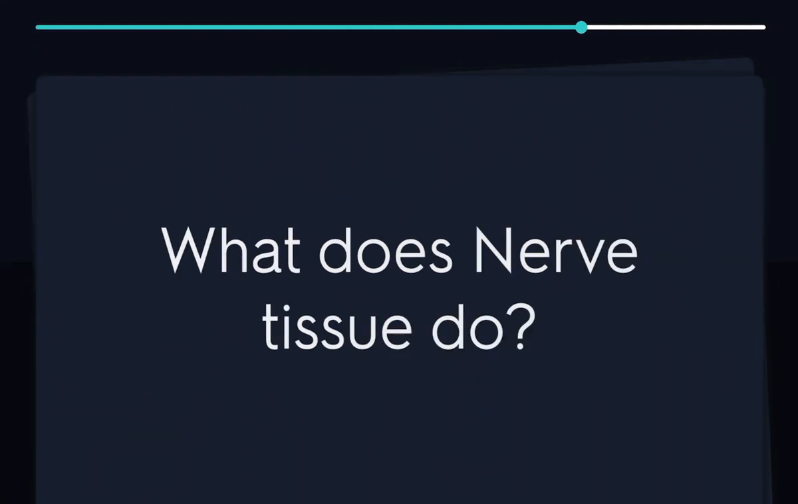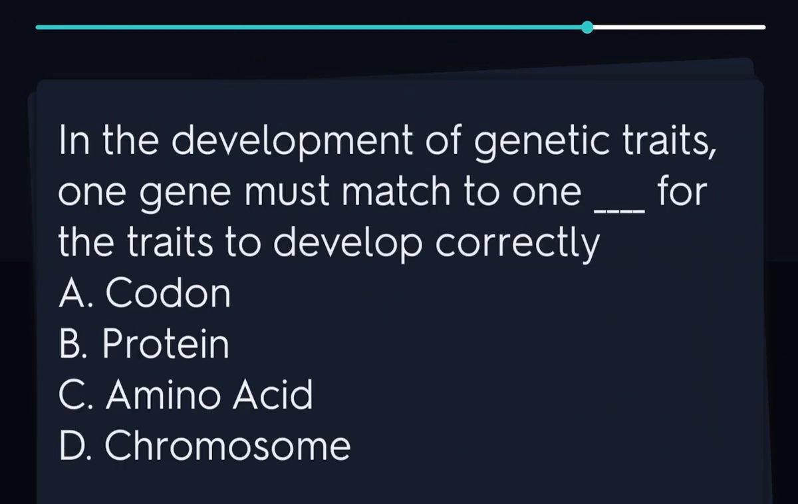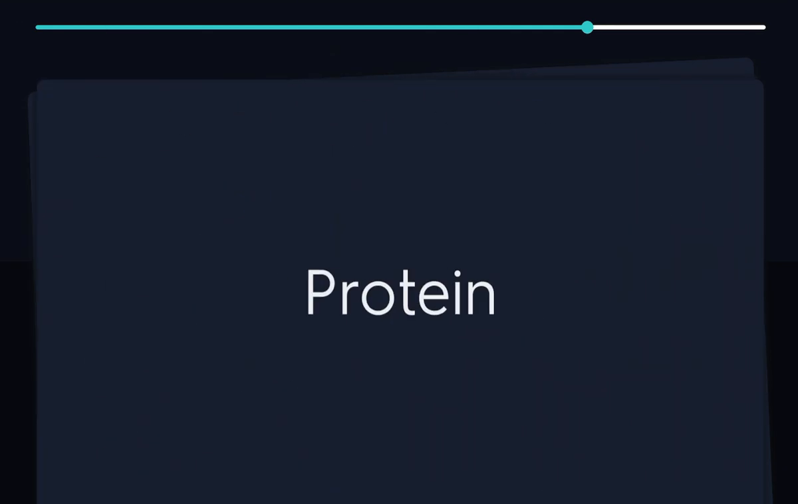What does nerve tissue do? In the development of genetic traits, one gene must match to one blank for the traits to develop correctly. A. Codon, B. Protein, C. Amino acid, D. Chromosome. Protein.